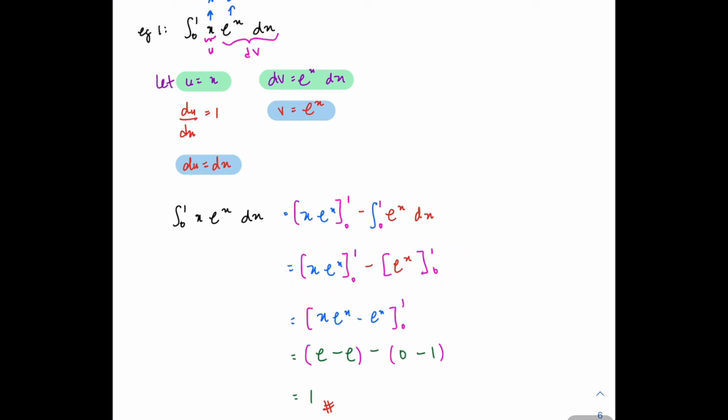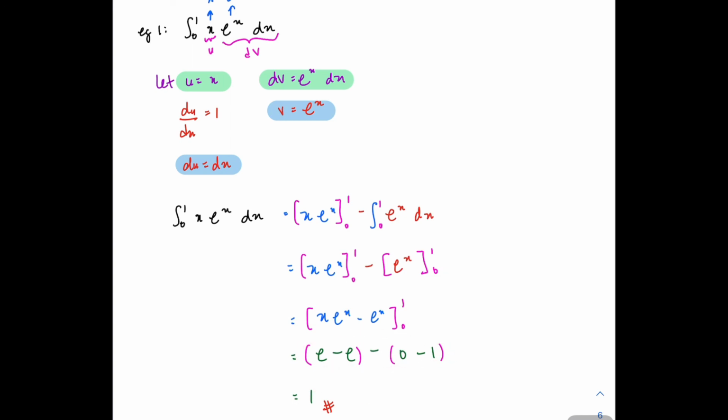So you can see here that the limits are the same, so you can just combine this function. So this is just x e to the power of x minus e to the power of x, and everything in a big bracket from 0 to 1. So as usual, let's solve this. Put in your 1 inside, okay, and minus, and put in your value of 0. So finally, let's solve this. This should be equal to 1.